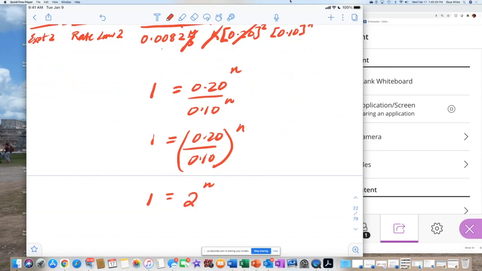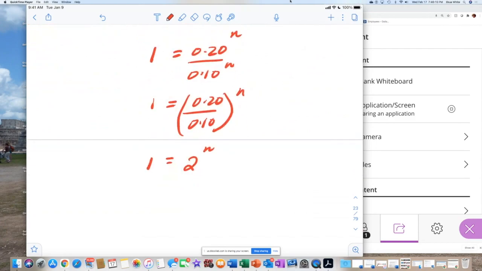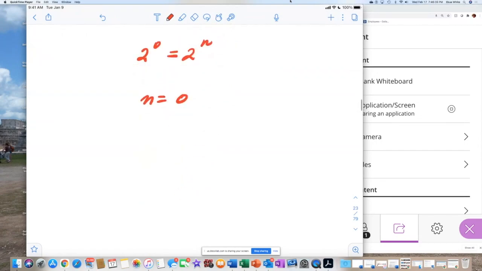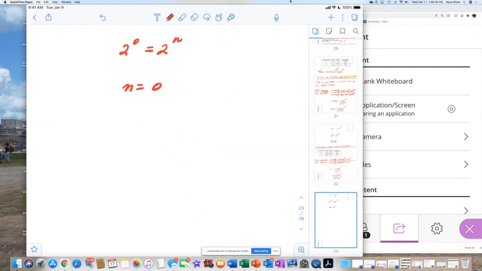Now we have to rewrite the number 1 having a base of 2. So go back to your math rules: any number to the power 0 is equal to 1. So 2 to the power 0 is equal to 1, right? That replaces the 1, so we have 2 to the power n. If the bases are the same, so are the exponents, right? So n is equal to 0. Okay. Have we answered the question yet? No. All we did was figure out the orders of the reaction.